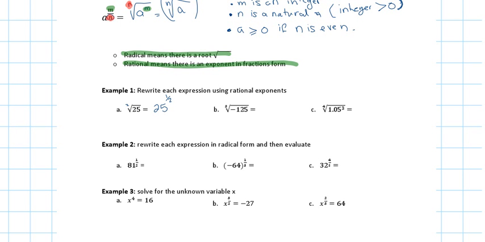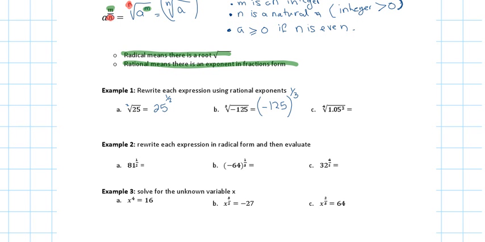How about B? What would I answer for B? So negative 125 to the power of 1 over 3. I put the negative 125 in brackets because all of it is under the root, right? So all of it has to be under the exponent. Are we okay with that?